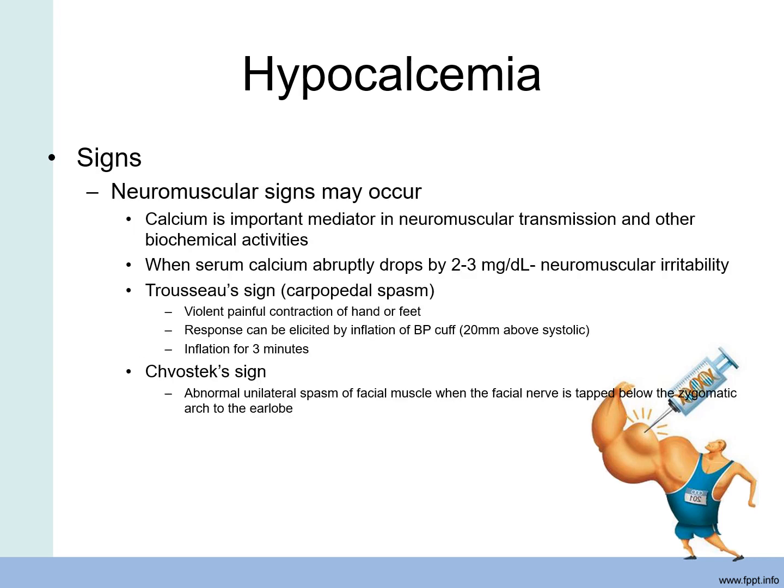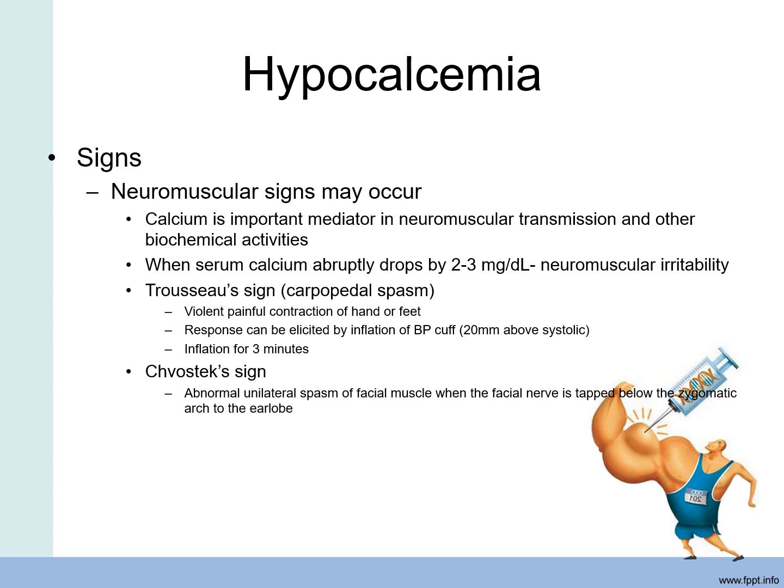Some other signs that we can see are neuromuscular. We know that calcium is an important mediator in neuromuscular transmission and other biochemical activities. When our calcium levels drop abruptly by 2 to 3 milligrams, we can see irritability of the neuromuscular system. And there are two signs in particular, Trousseau's and Chvostek's sign. Trousseau's sign is reproducible in the office. This is a very painful contraction of the hands or feet, carpopedal spasm.